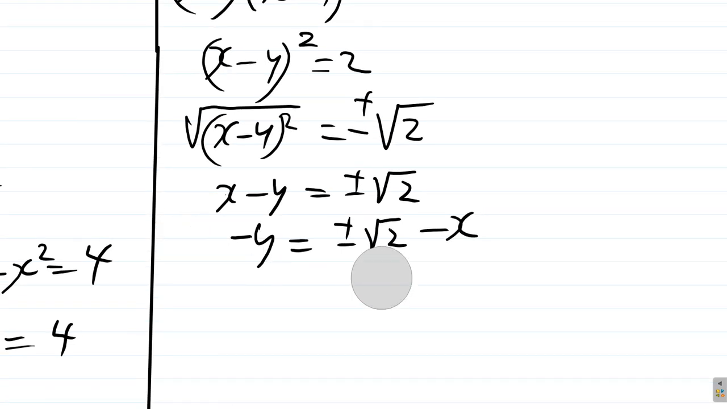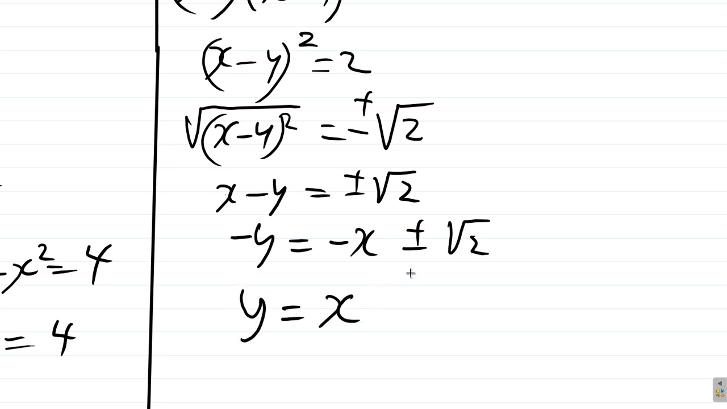Or I could put the minus x first to make it look more like y equals mx plus c, so minus x plus or minus square root of 2. If I multiply both sides by negative 1, I have positive y equals positive x minus and plus, which is the same thing as plus and minus. Write it this way, because when you multiply by negative 1, the plus at the top becomes negative and the minus at the bottom becomes positive, square root of 2. So that is the envelope.